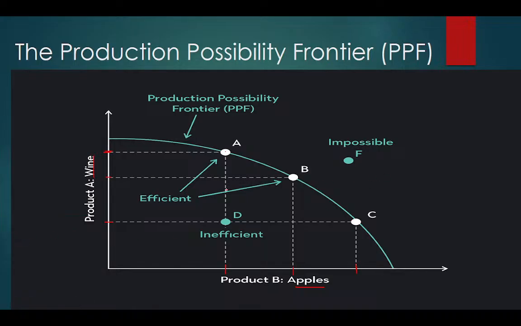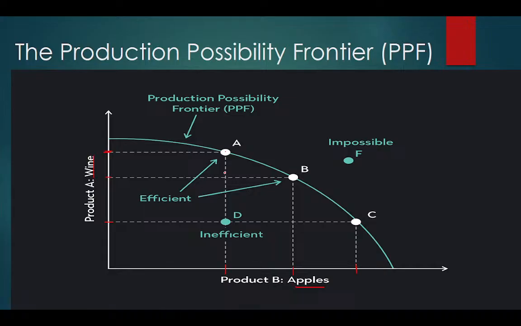So that's that. Then let's see, why is the shape of the PPF, this one, concave? It is concave because opportunity cost increases as more of one good is produced. Remember that opportunity cost is defined as the cost of the foregone next best alternative. And again, this concave shape may also mean that resources are not equally efficient in producing both goods.